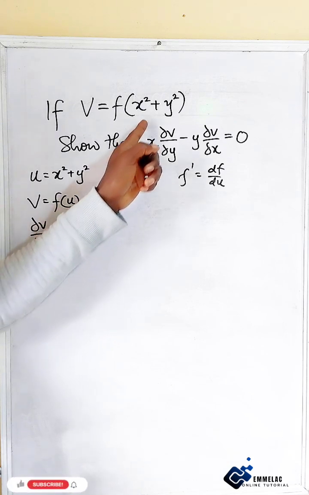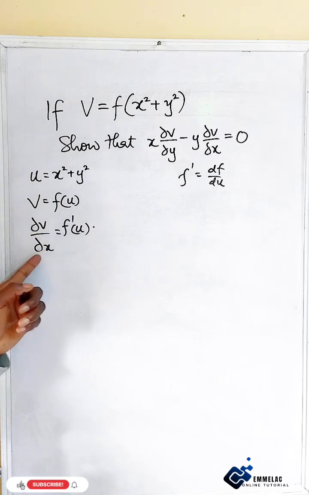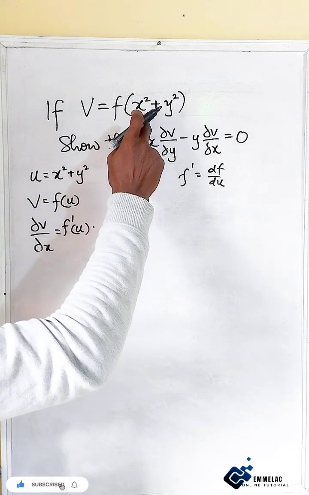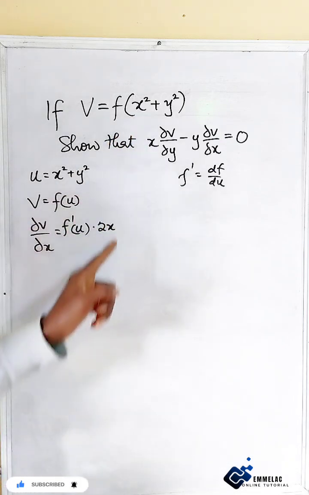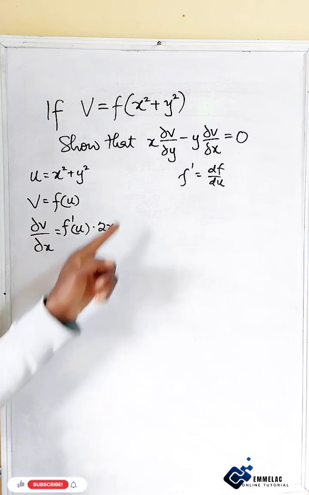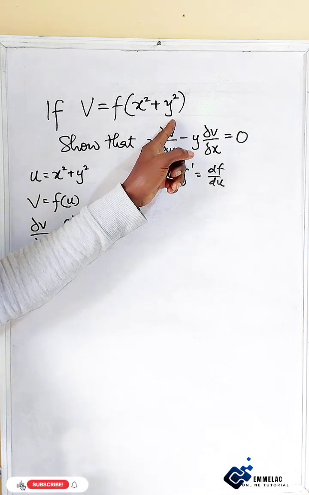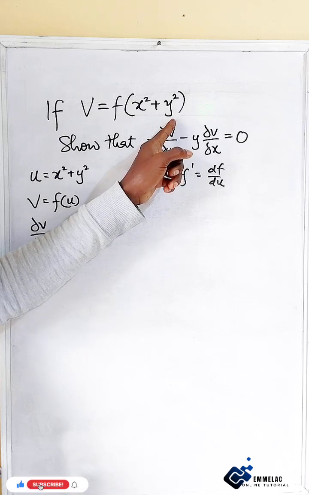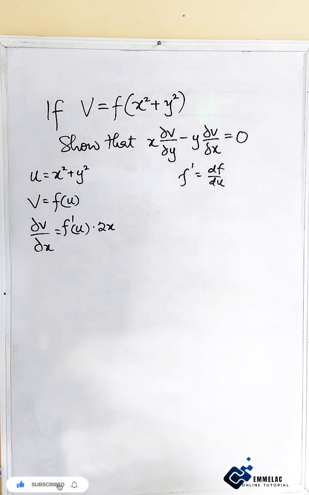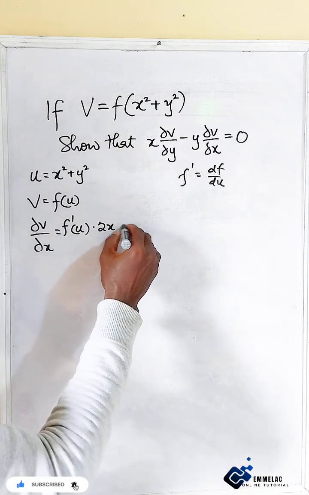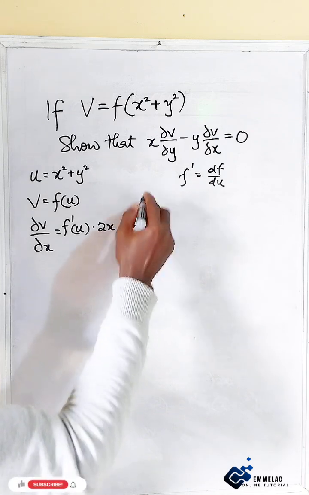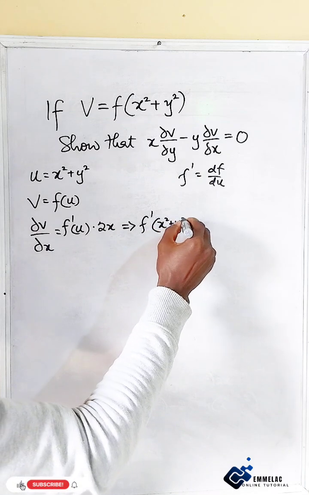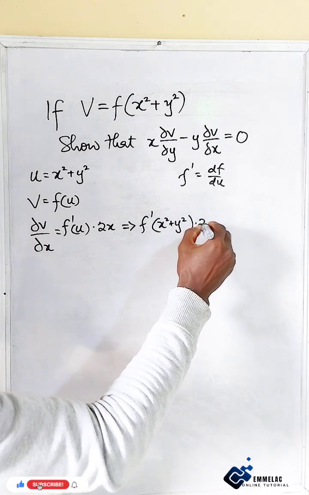Times, since it's a function of a function, the partial derivative of u with respect to x. Since we are looking for the derivative with respect to x, this will be 2x, because when we differentiate x squared we have 2x. The y squared term does not have a variable of x, so this one becomes 0. So we end up having f prime where u is x squared plus y squared, then times 2x.